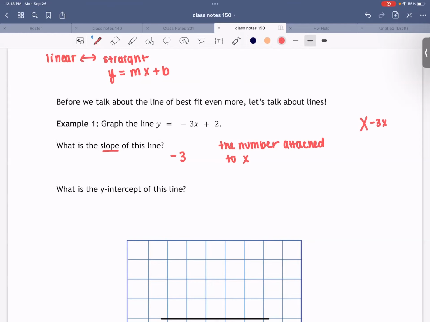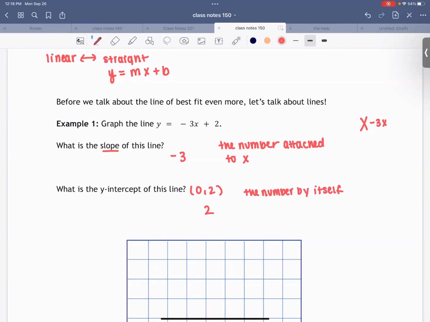All right, what's the y-intercept? 0, 2, actually that's really good. So 0, 2, I would also just take 2, but 0, 2 is really good. The y-intercept is the number by itself.